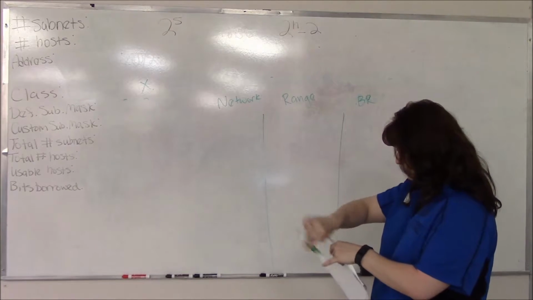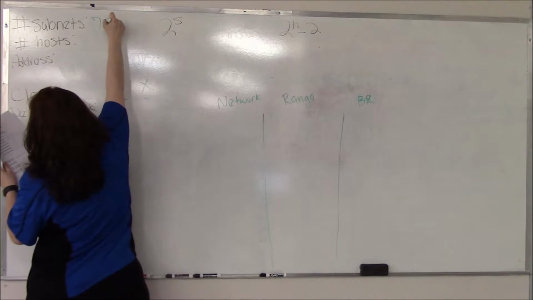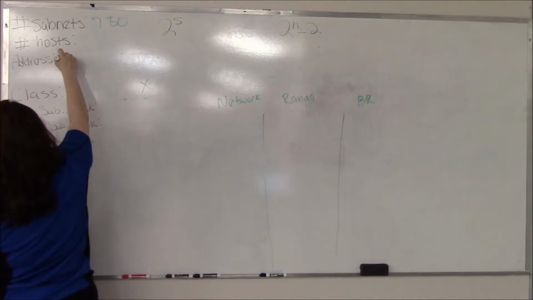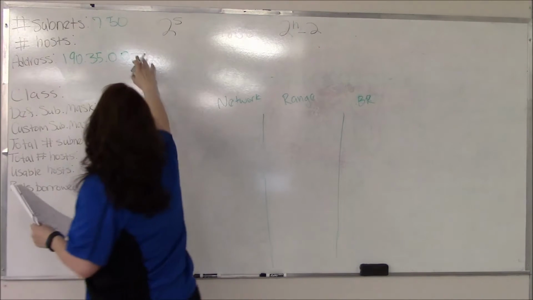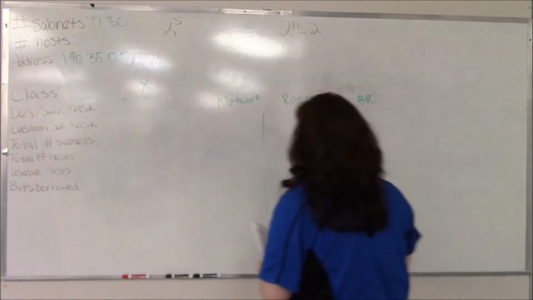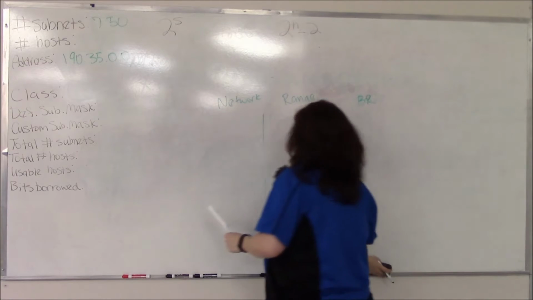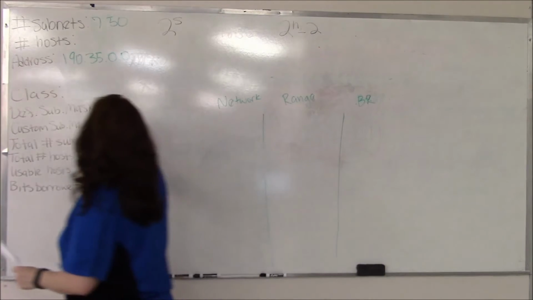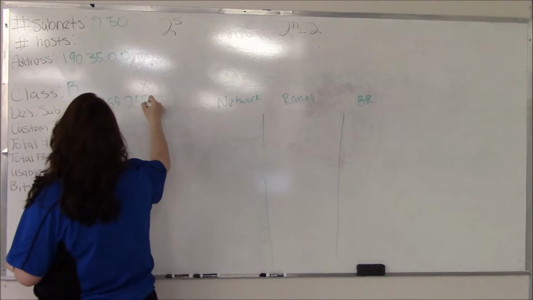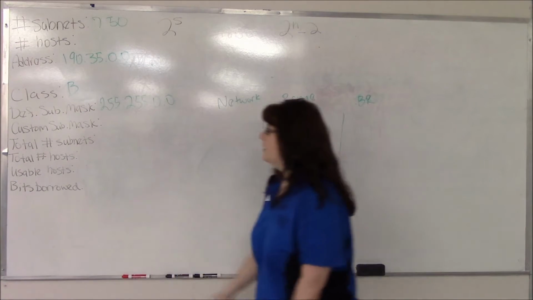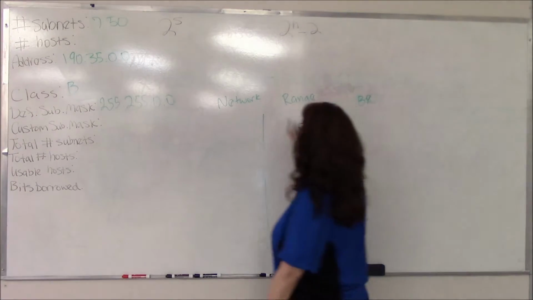Okay, number 4. 750 subnets. Network address of 190.35.0.0. What class is that? That's a B. Which means its default subnet mask is 255.255.0.0. How many octets do I have to work with? 2. The last 2. Very good.